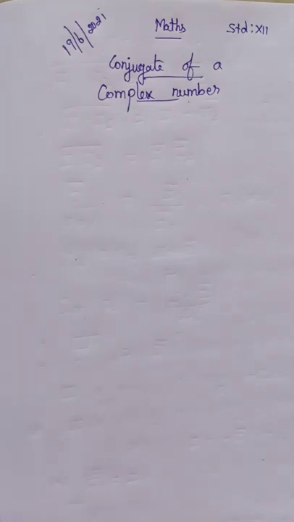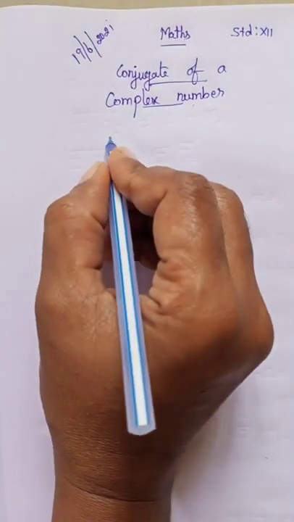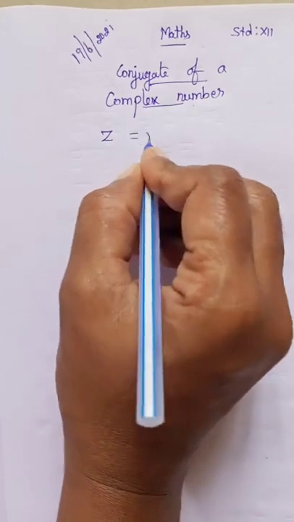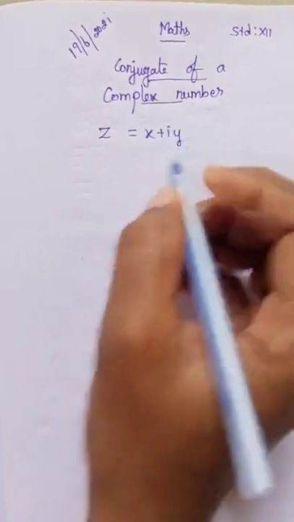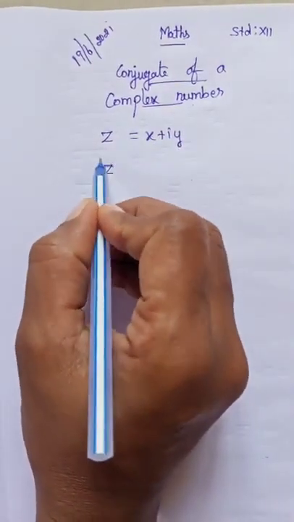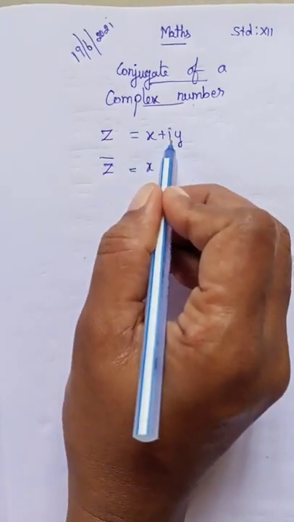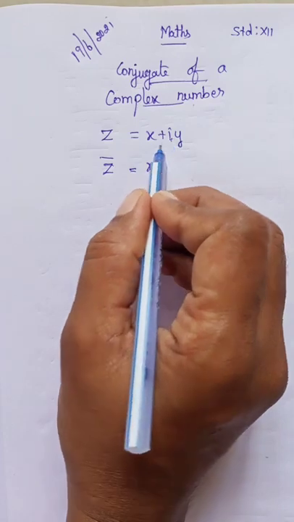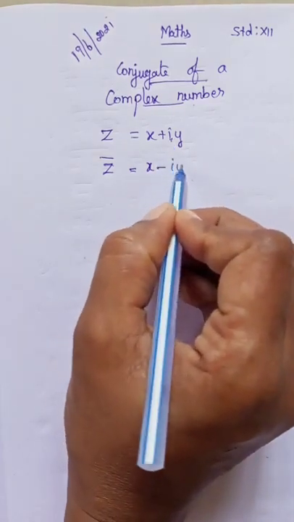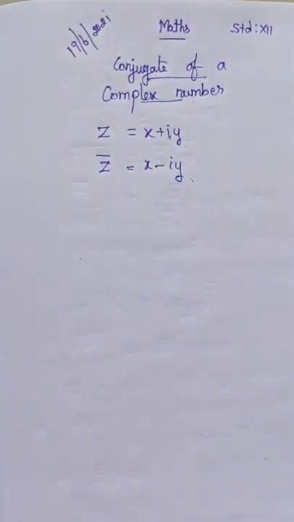In today's maths class, we are going to do the examples of conjugate of a complex number. Okay, let us recall what is the conjugate of a complex number. We know that if z is equal to x plus iy, its conjugate, which we denote as z bar, is just changing the sign of i. If it is plus i, we give minus i. If it is minus, we give plus.